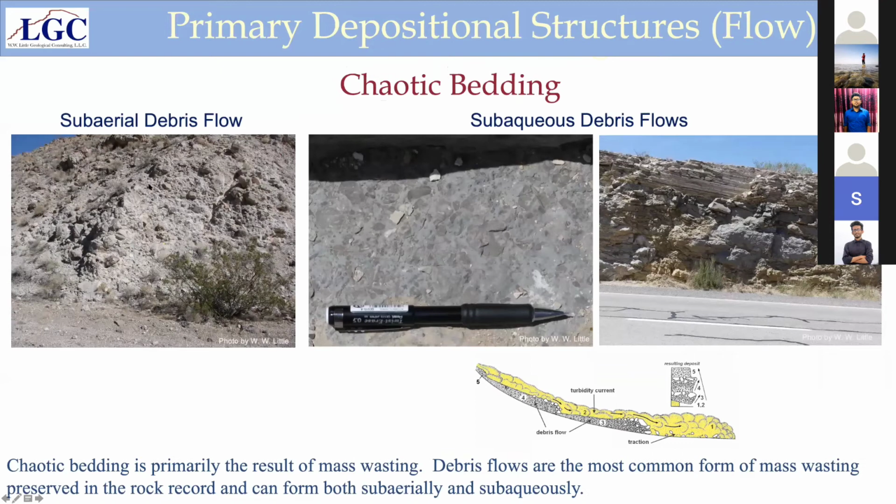The boulders can be huge. The one on the left is subaerial, with a volcanic eruption back in the Tertiary. And on the right, this one's got small particles. This is a road, so you can see the size of a small car, that big boulder right there. These are from the Permian in Texas. These are debris flows that formed subaqueously.